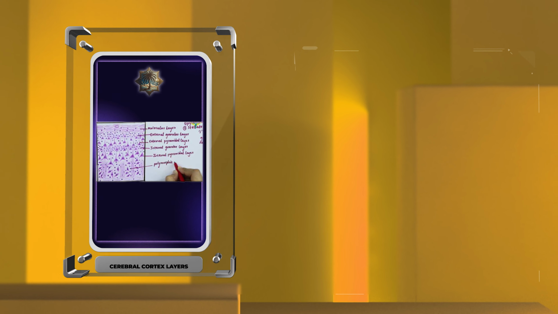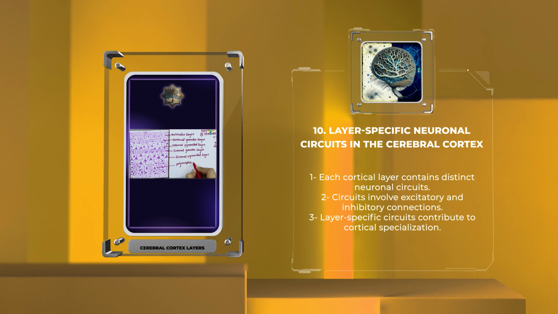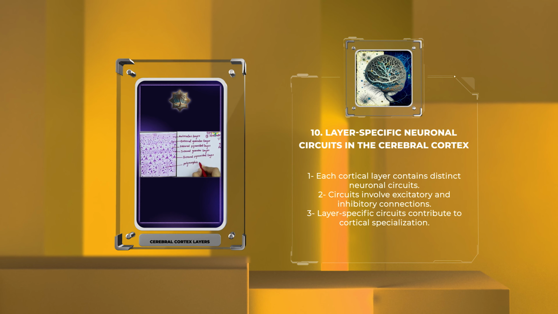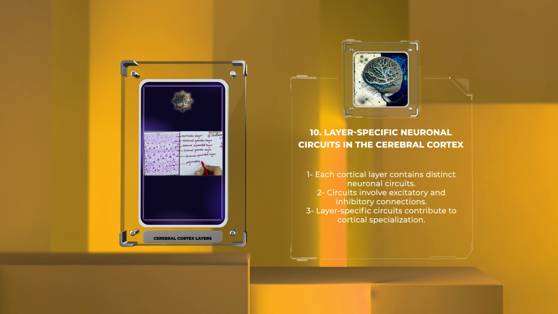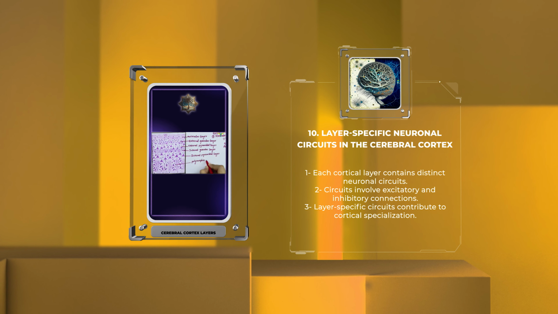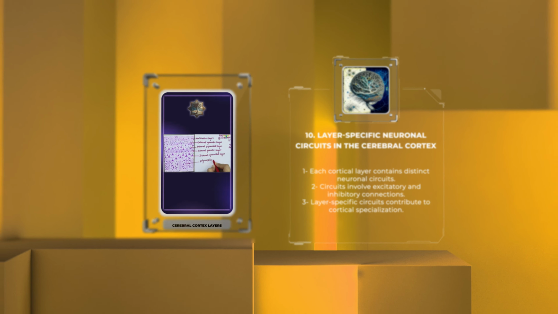Each cortical layer contains distinct neuronal circuits that enable the integration and processing of information. These circuits involve intricate patterns of excitatory and inhibitory connections, allowing for the precise modulation of neuronal activity. The layer-specific circuits contribute to the specialization of cortical functions, such as sensory perception, motor control, and higher-order cognitive processes.